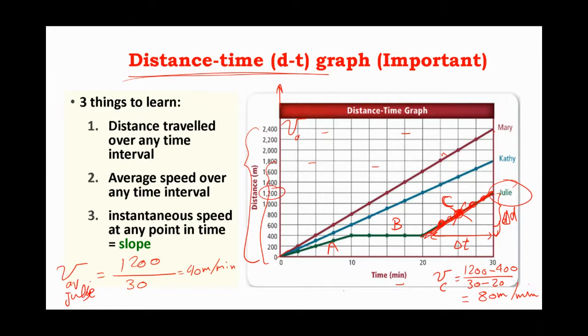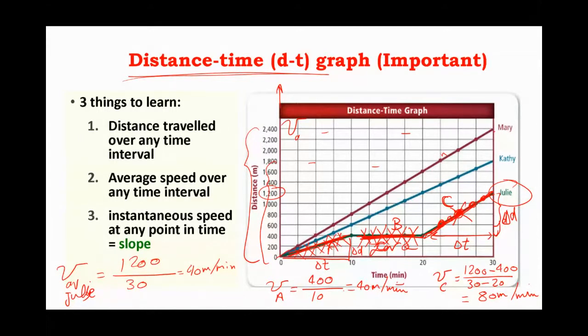What about the speed in section B? Section B here, zero. Why is it zero? Because the slope is zero. So at any point on B, the speed is zero. What about A? I have to get the slope of A, delta distance over delta time. So the speed at A: distance is 400 and the time is 10. So that's 40 meter per minute. Her speed at any point in this period is 40 meter per minute.